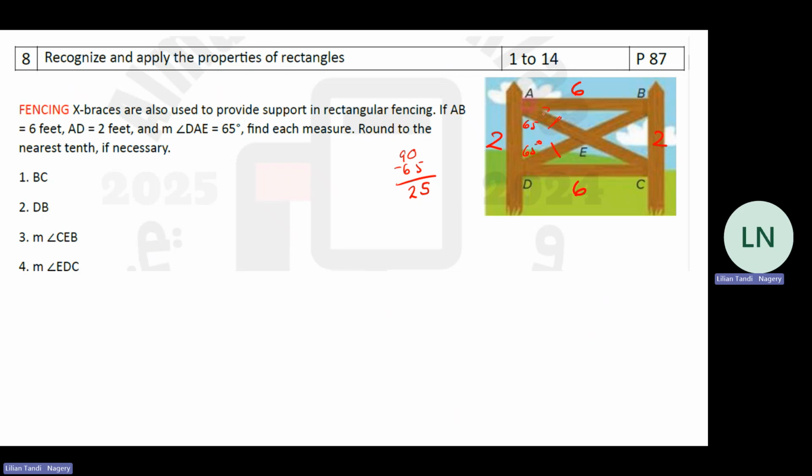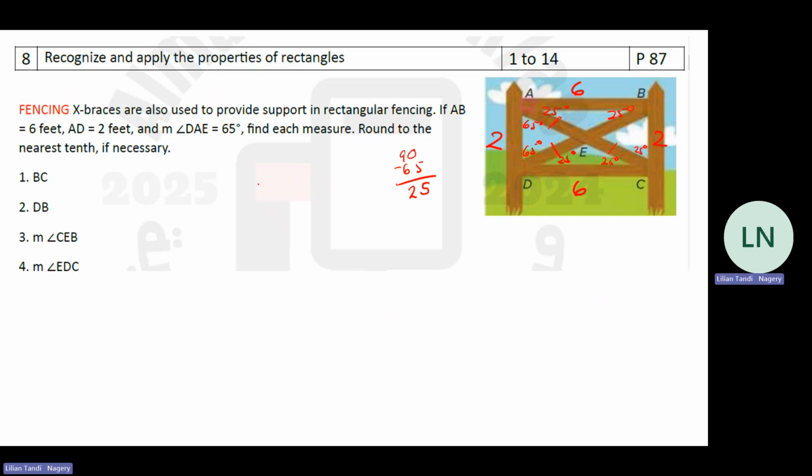25. So this will be 25, this will be 25. And this should also be 25 degrees. This should be 25 degrees, this should be 25 degrees, and this should be 25 degrees, and that's that. Okay? Now I can answer my questions.